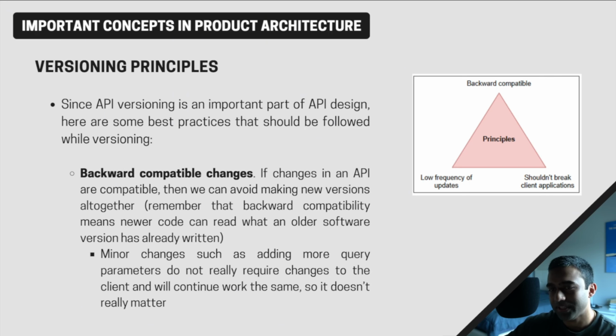And we need backwards compatible changes. If changes in an API are compatible, then we can avoid making new versions altogether. Remember that backwards compatibility means newer code can read what an older software version has already written. So minor changes such as adding more query parameters do not really require changes to the client and will continue to work the same, so it doesn't really matter, right?